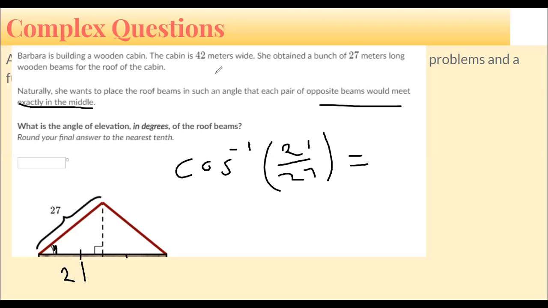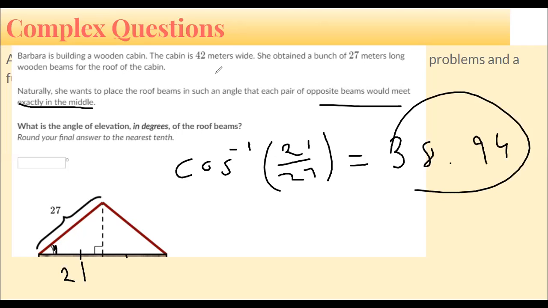This is equal to 38.94. Right? Easy stuff. I know, guys. This is frustrating. Let's move on.